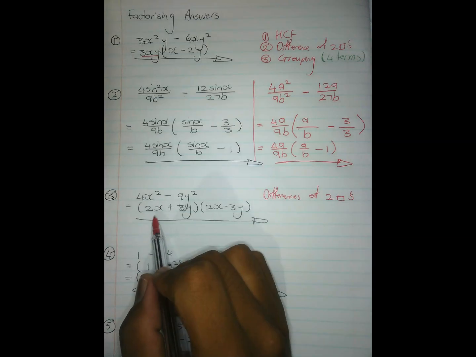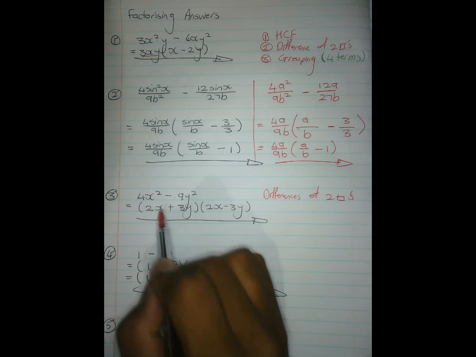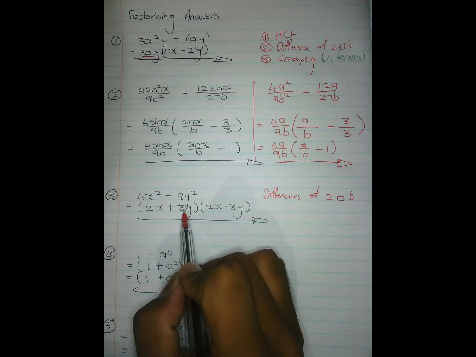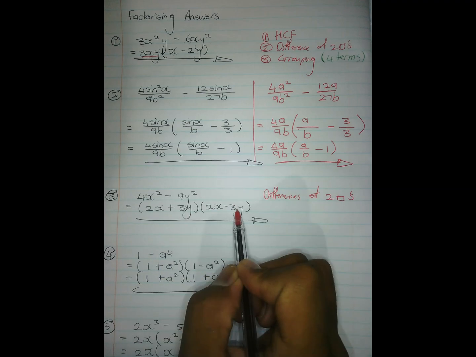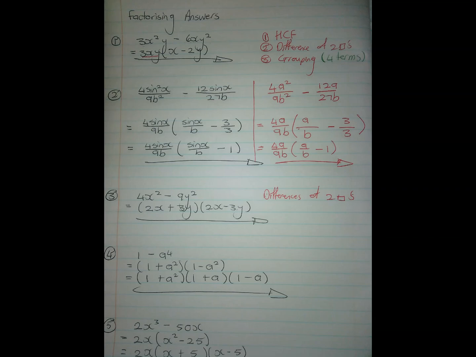So 2 times 2 gives me 2x, times 2x gives me 4x squared. Positive 3y times negative 3y gives me negative 9y squared. Difference of two squares is very simple. And that's all you have to do for difference of two squares. That's actually all you have to do.